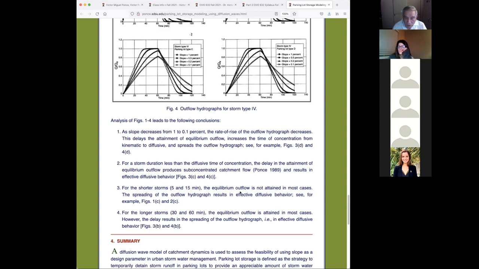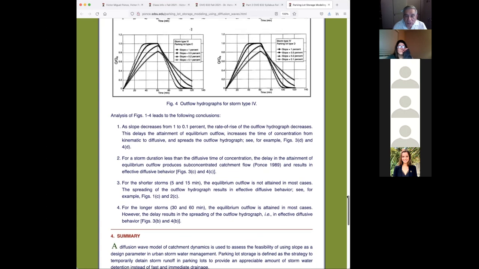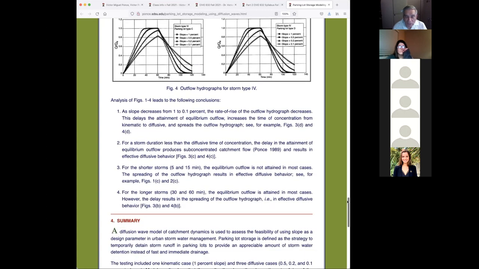For the shorter storms, the equilibrium of outflow is not attained in most cases, because the storms are short, the spreading results in effective diffusive behavior. In other words, it doesn't reach the peak and it spreads out. Any spreading is diffusion, by the way. For the longer storm, the equilibrium outflow is attained. However, the delay results in the spreading of the outflow hydrograph, that is, in effective diffusive behavior. So we conclude that for various reasons, depending on the area, the storm, and the slope, you can cause diffusion in a watershed.